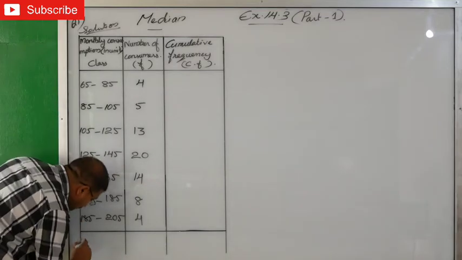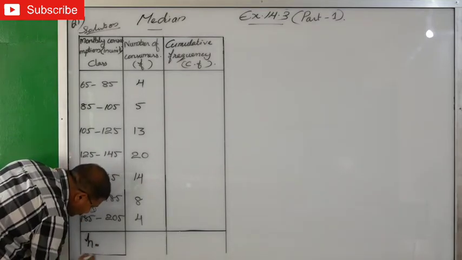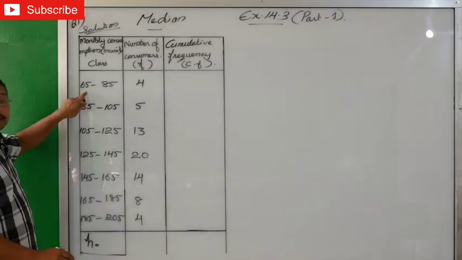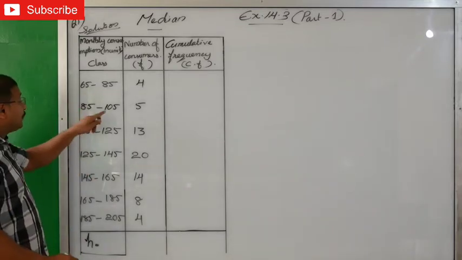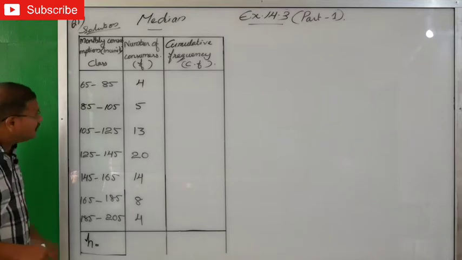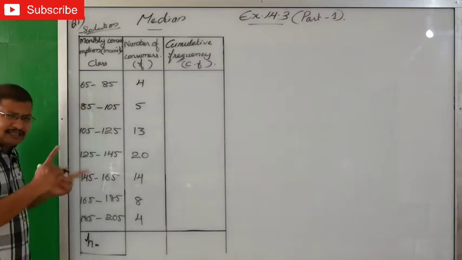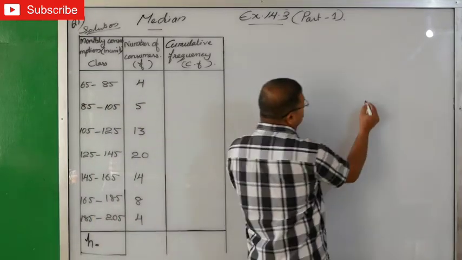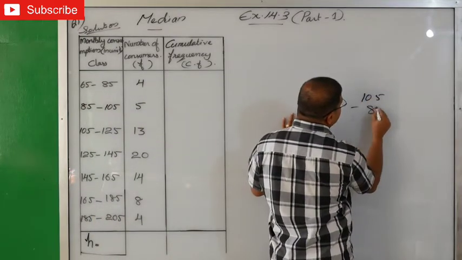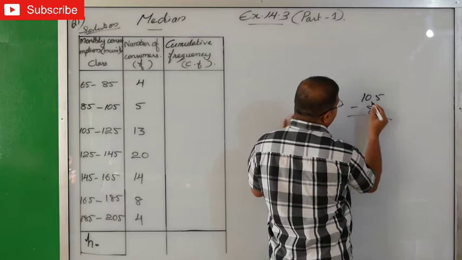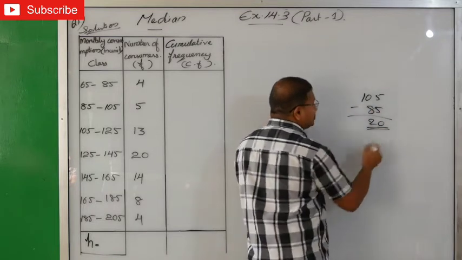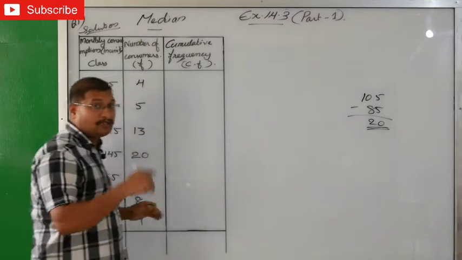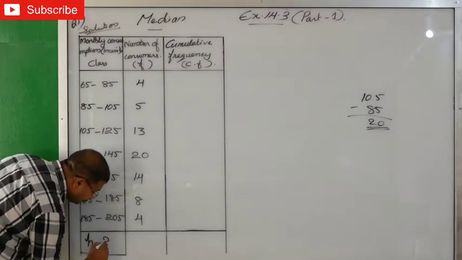That means h. What is the class interval? 65 to 85, 85 to 105. What is the difference? If you have doubt, just subtract 105 minus 85. 10 minus 8 is 2. That means our class interval h is 20.